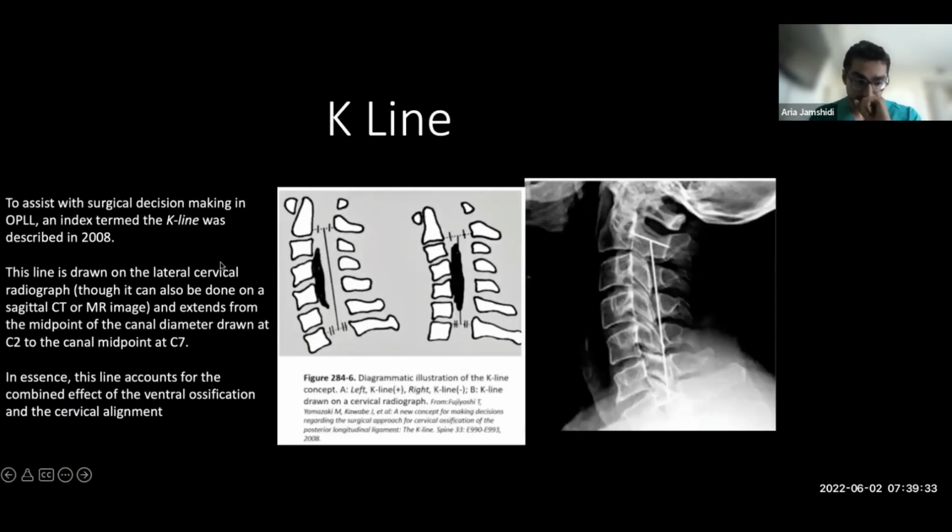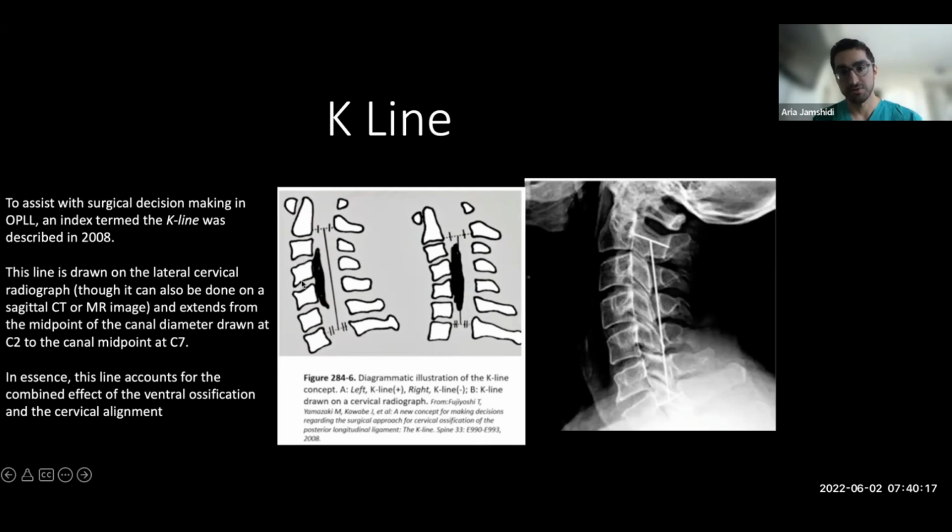So finally, the K line. This was first described in 2008. It's a line that's drawn on a lateral cervical radiograph. You extend a line from the midpoint of the canal at C2 down to the midpoint at C7, and you're essentially looking at whether the ventral ossified mass stays anterior to this line. If it stays anterior to the line, the patient is called K-line positive. If the ventral ossified mass extends posterior to the line, it's identified as K-line negative. In essence, the line helps account for the combined effect of ventral ossification and the patient's cervical alignment.